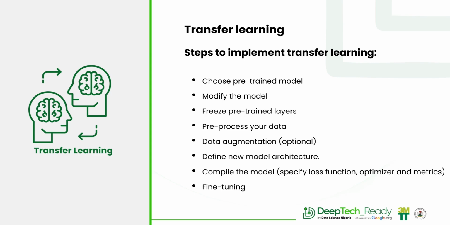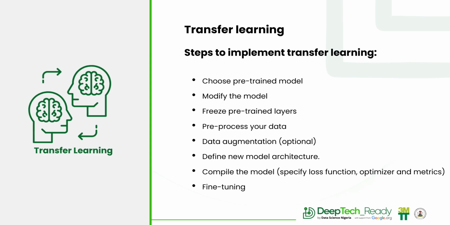The pre-trained model has a lot of layers, all right? So you just want to freeze some part of the layers, while the others are trainable. This is what we mean by less computation, because it doesn't have to learn all the features in the new data. Then you also need to pre-process the data, that is, prepare the data for processing. Then data augmentation, that's optional.